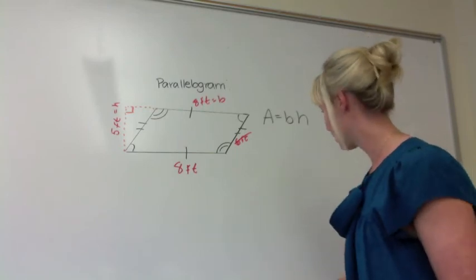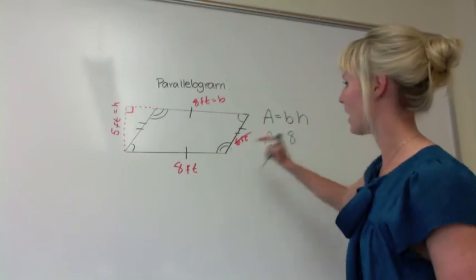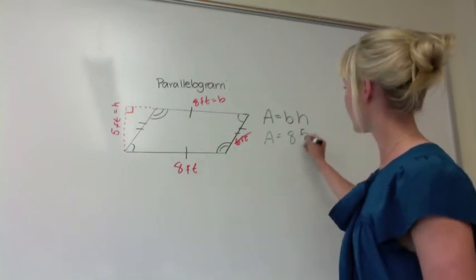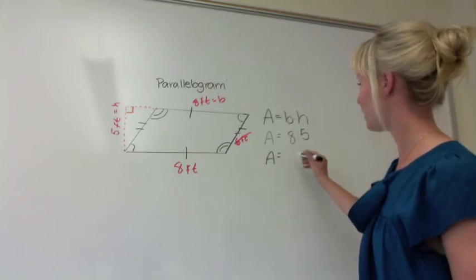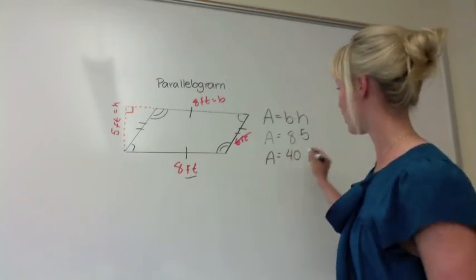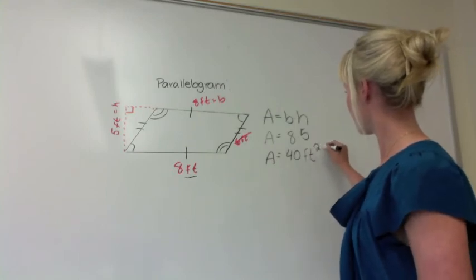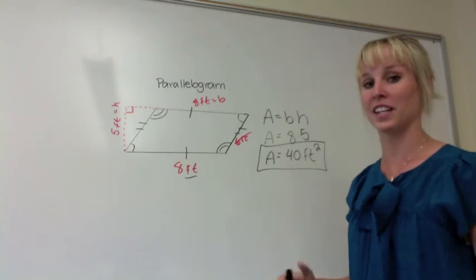So now we just substitute our values in. The base is 8 feet, and the height is 5 feet. Now we multiply the two values together. 8 times 5 is 40. Our units are in feet, so we label it as feet squared. And that's how you find the area of a parallelogram.